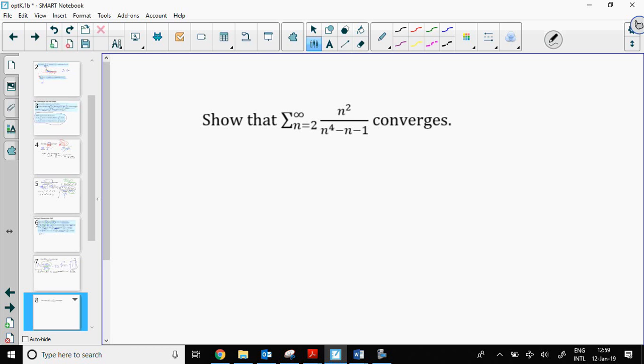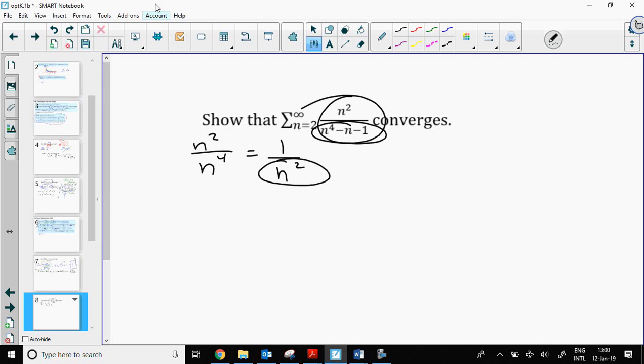Perhaps I could try a comparison. I might try to compare this with n squared over n to the 4th, which is really 1 over n squared. 1 over n squared converges, but 1 over n squared is going to end up being less than this series because the denominator here is bigger than the denominator here, which makes 1 over n squared, or n squared over n to the fourth, less than the original series.